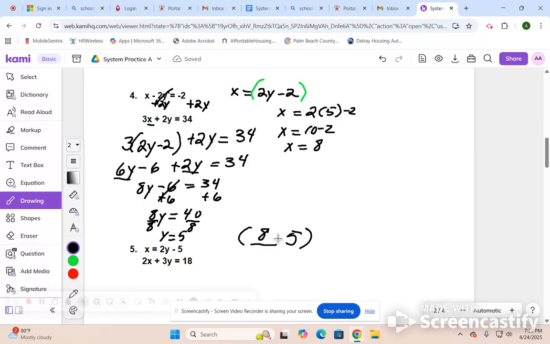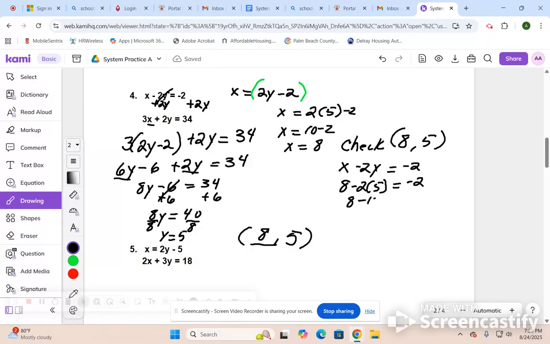So we have 8, 5 as our solution, but we should check this solution 8, 5 to see if that is true. In the top one, I'll just copy it. We're going to replace x with 8 and y with 5. 8 minus 2 times 5. So we'll have 8 minus 10 equals negative 2. So this is going to be negative 2 equals negative 2. It does check. Let's see if it checks in the second one.